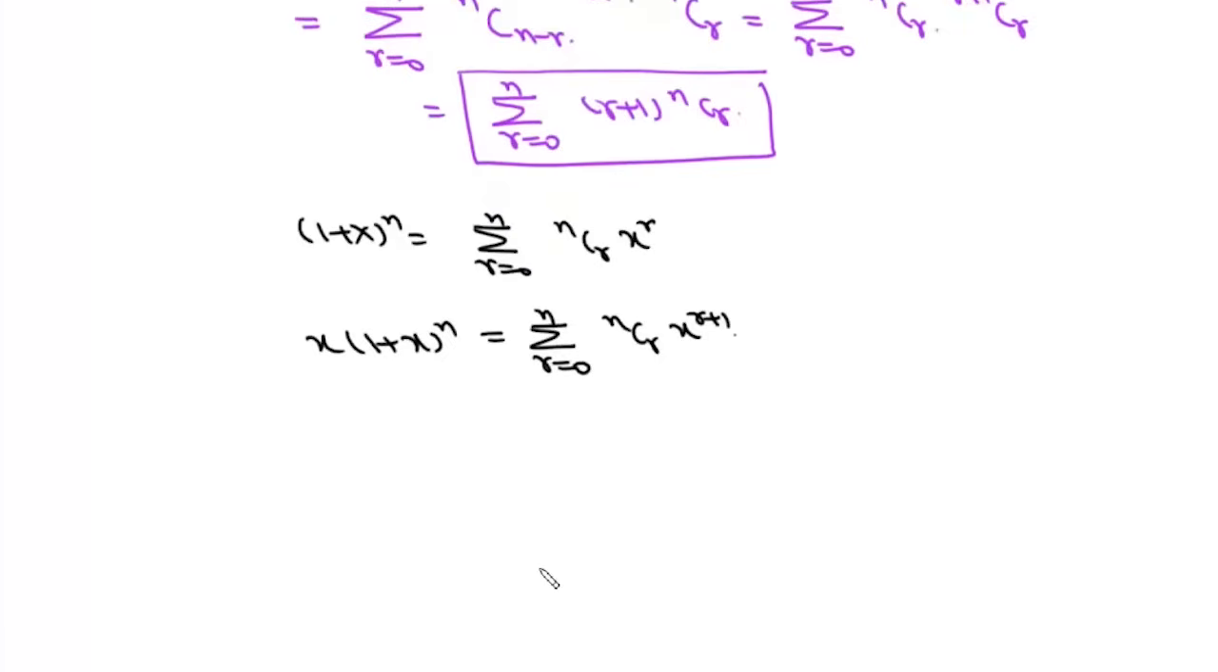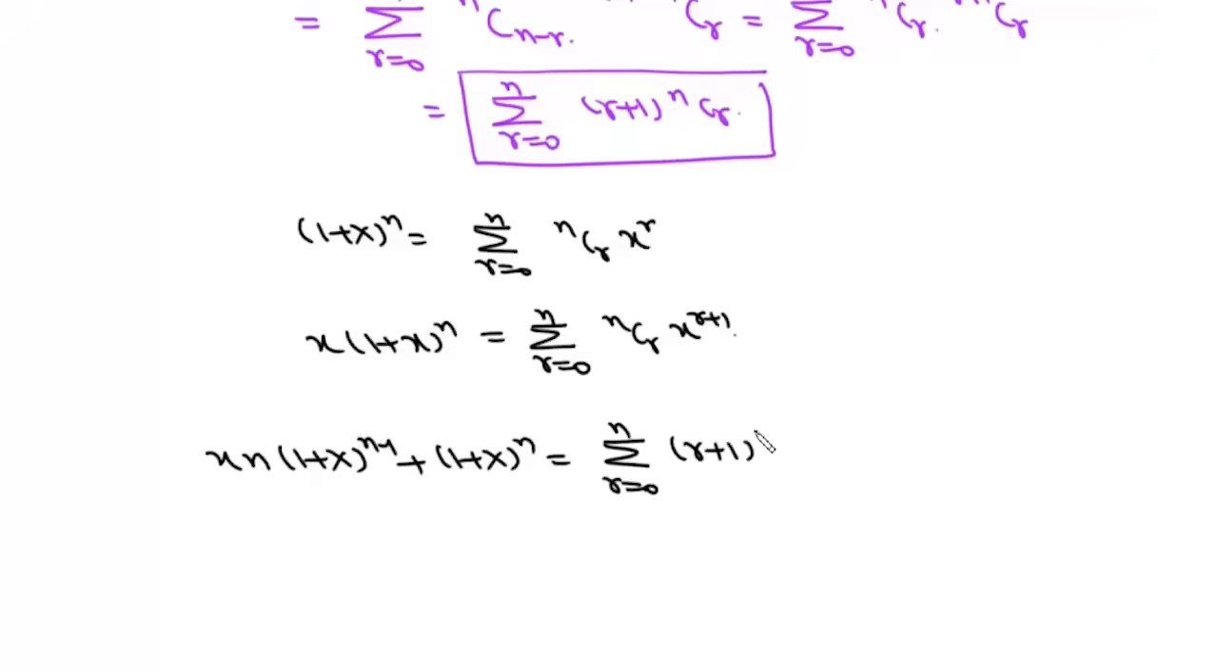Now if we differentiate both sides, we can write this as x n into (1 plus x) to the power n minus 1 plus (1 plus x) to the power n, and here will be the summation r varies from 0 to n, r plus 1 nCr into x to the power r. Now we'll put x as 1.